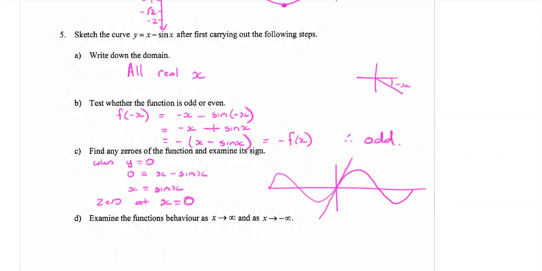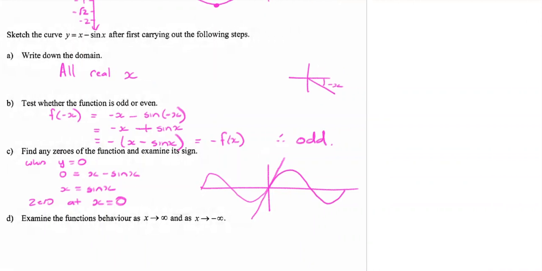You could also say, I don't know if I have room to say it though. Can I get rid of some of this? Or I could write it on the side. Sine of x is going to be less than x anywhere where x is greater than 0. And sine of x is greater than x anywhere where x is less than 0. We're finding out all sorts of information that's going to help us sketch this.